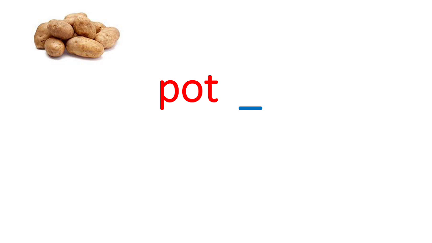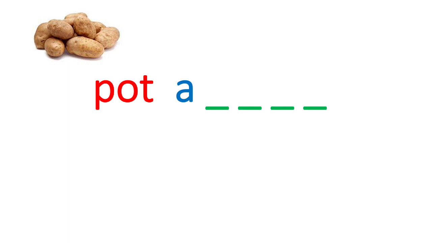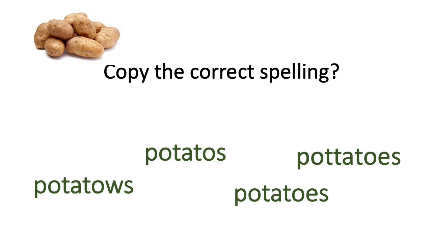How do we spell the A part of potatoes? Just the letter A and the ending toes, like the toes on your feet, T-O-E-S for this word. Rub off what you had or fold it over and copy the correct spelling from this choice of 4.